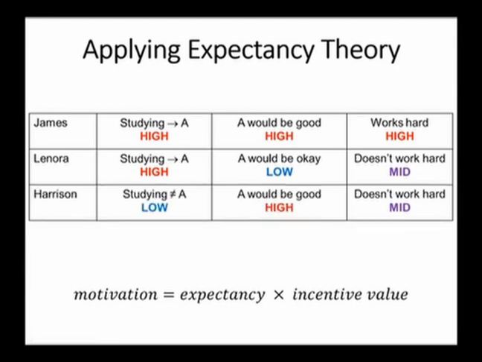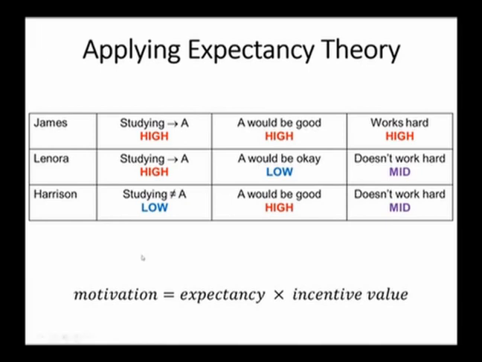And then our last example, we have Harrison. Poor Harrison. So Harrison has a low expectancy. He thinks that even if he studied really hard, there's no way he could get an A. So he has a low expectancy of getting a good grade. Despite that, he would put a high incentive value on an A. He would love to get an A. It would be fantastic, but he doesn't think that studying is going to get him an A.